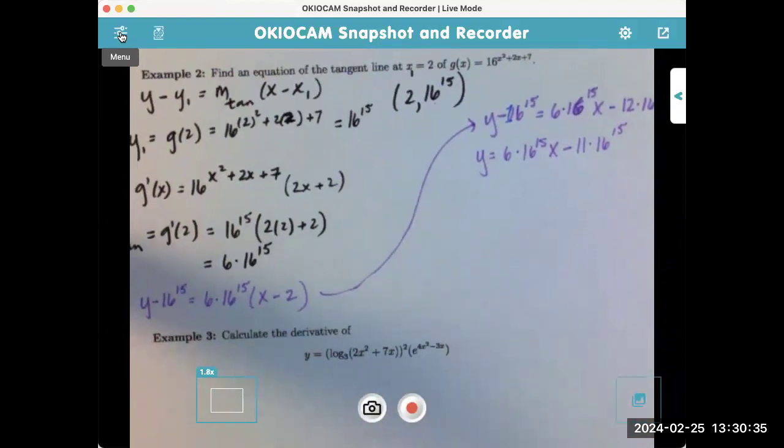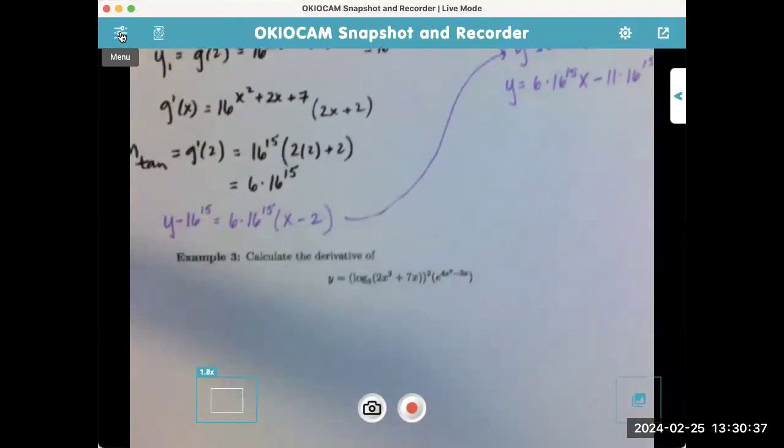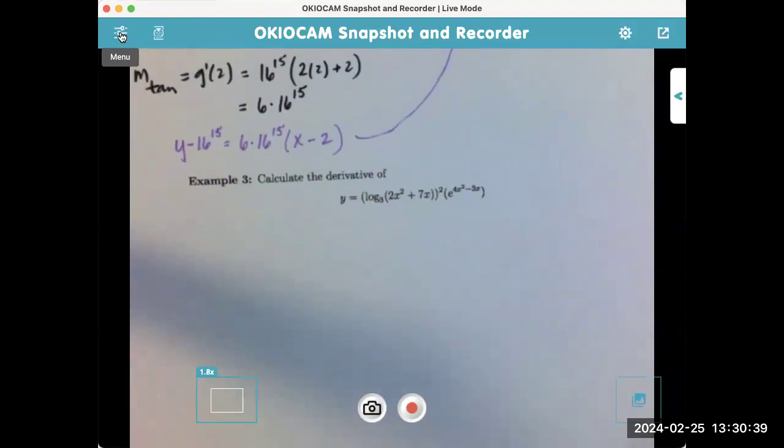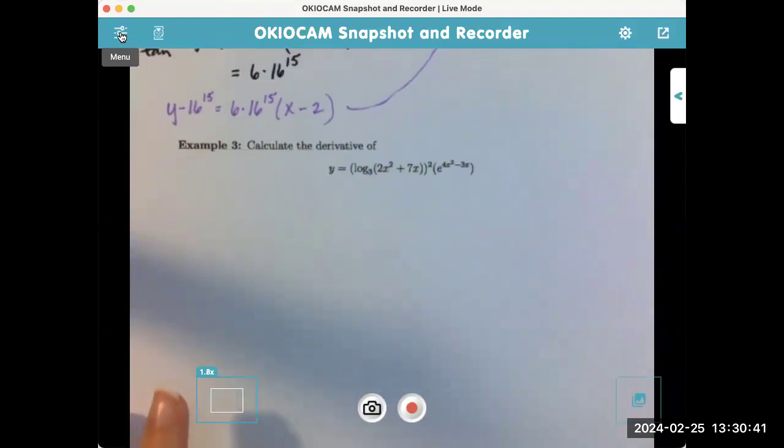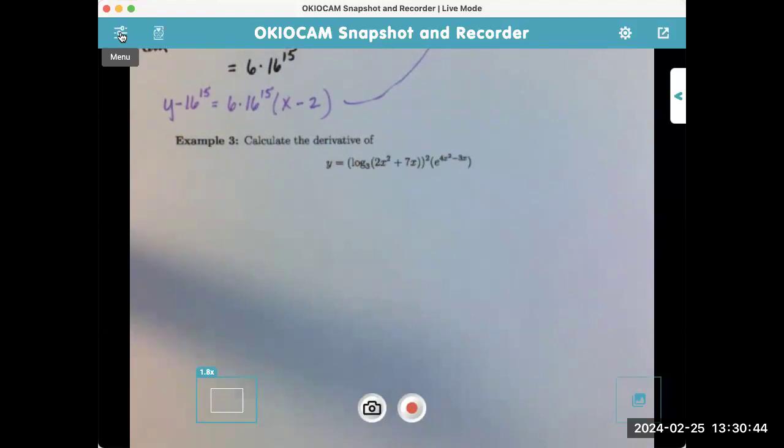Next, calculate the derivative of, oh boy. Y'all want to take this one for a test drive? Let's see. So we've got y equals log base 3 of 2x squared plus 7x all quantity squared times e to the 4x squared minus 3x.